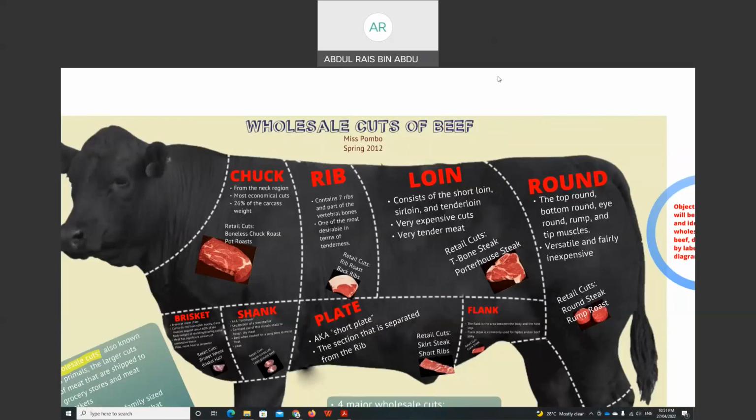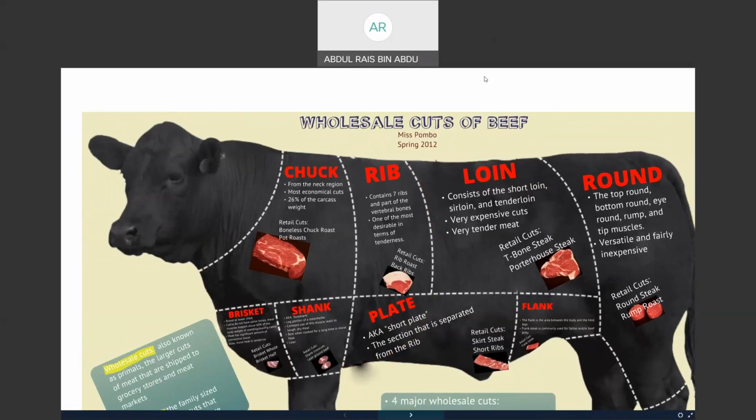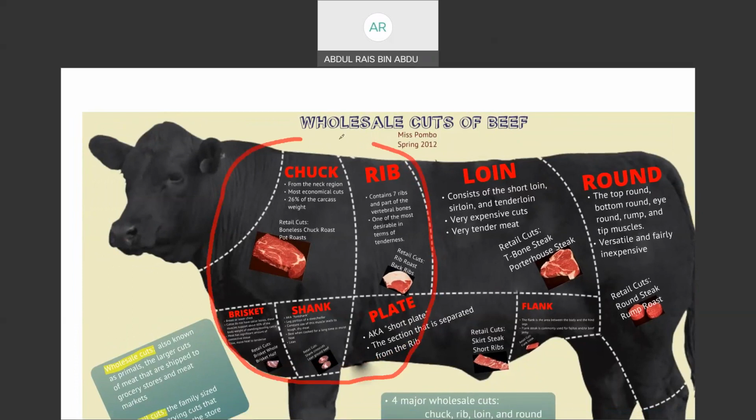Take a look at my annotation. This part of the cow is the fore quarter. This section is the fore quarter of the cow, while this section of the cow is the hind quarter. So the hind quarter has 3 parts, while the fore quarter has 5.